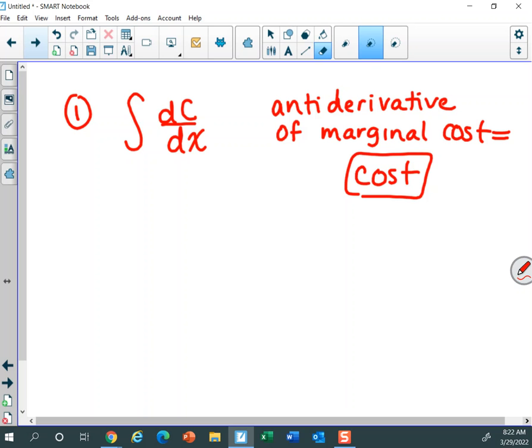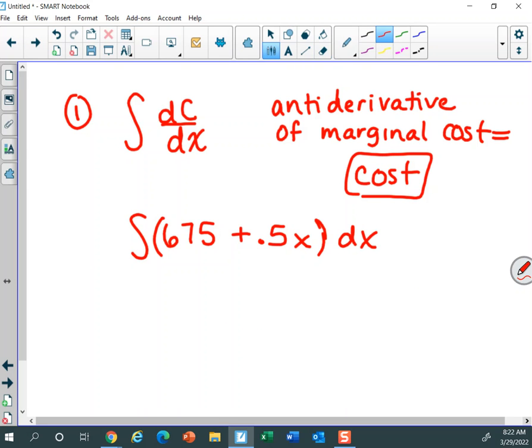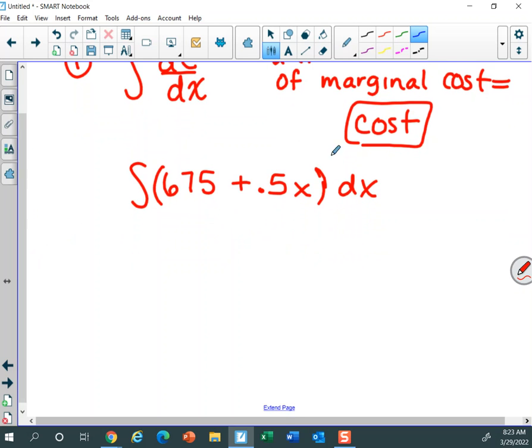So antiderivative was the new trick we learned. So 675 plus 0.5x dx. The dx is really just there to indicate the variable that we're taking the antiderivative in terms of. It's really only super important if we were in a multiple variable scenario. It's a standard part of an antiderivative or an integral problem. Okay.